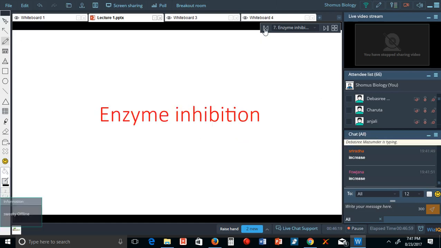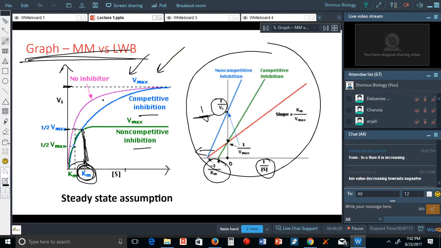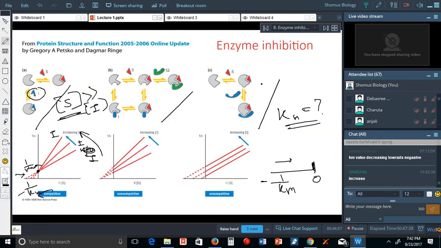Now if I show you this picture, it will be more clear. This is a Michaelis-Menten plot. Without any inhibitor is the pink one, and with competitive inhibition is the blue one. You can see here, with the pink one the Km value is here, with the blue one the Km value is here. So what's happening? Increasing, right?